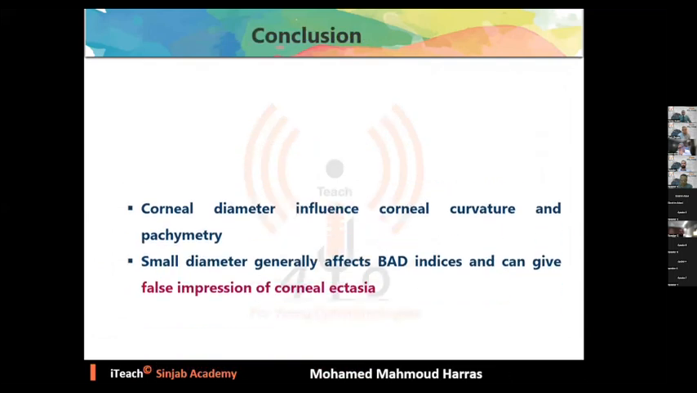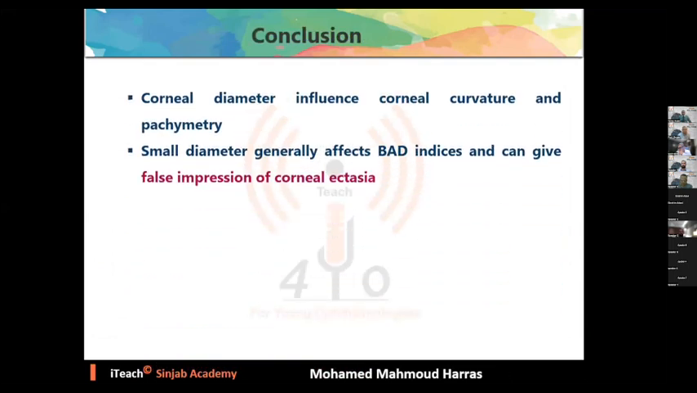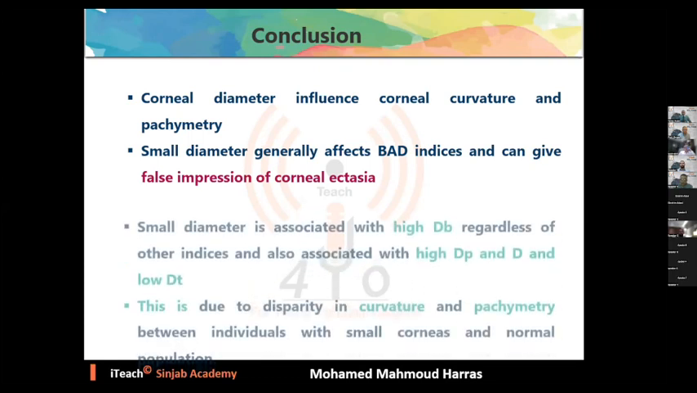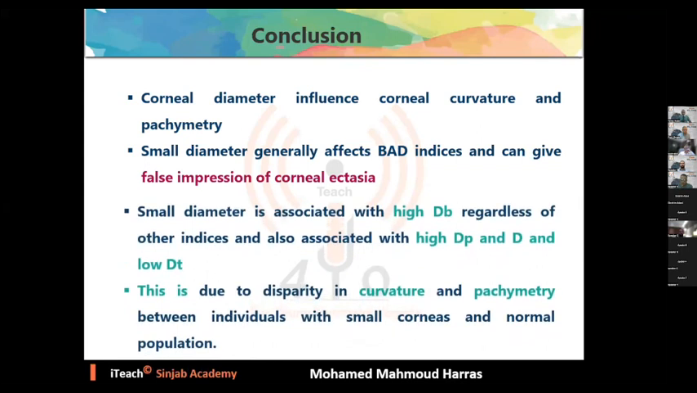Conclusion: corneal diameter influences corneal curvature and biometry. Small diameter generally affects the Belin parameters and can give a false impression of corneal ectasia. Small diameter was associated with high BD, regardless of other parameters, and also with high BD and D and low DT. This is due to disparity in curvature and biometry between individuals with small corneas and the normal population.